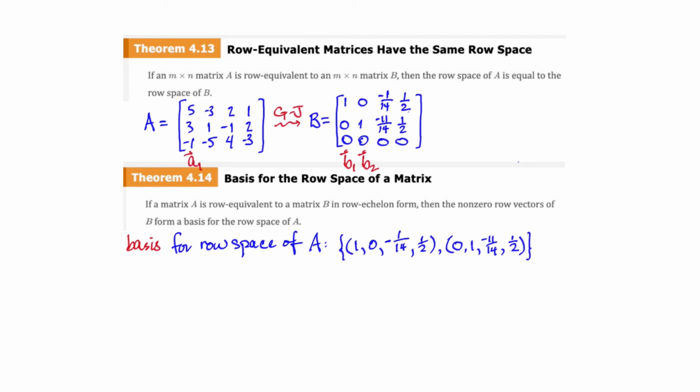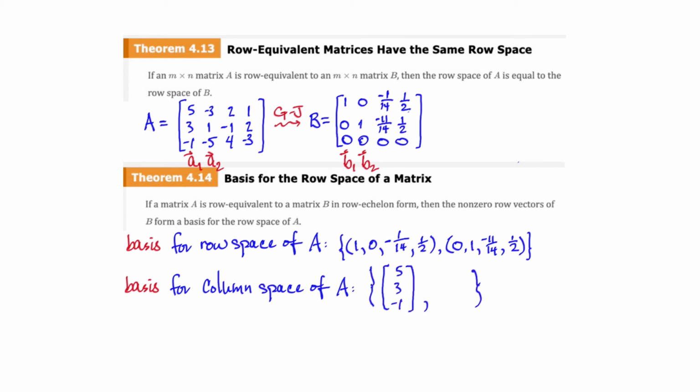So if I look at the first two columns of A, A1 and A2, I know that those two columns are going to be linearly independent, and I know that the third column is a linear combination of A1 and A2, and the fourth column is also a linear combination of A1 and A2. Since A1 and A2 are linearly independent and they span the column space of A, I know that those two columns form a basis for the column space of A. So the column space of A has this basis, the first column and the second one.